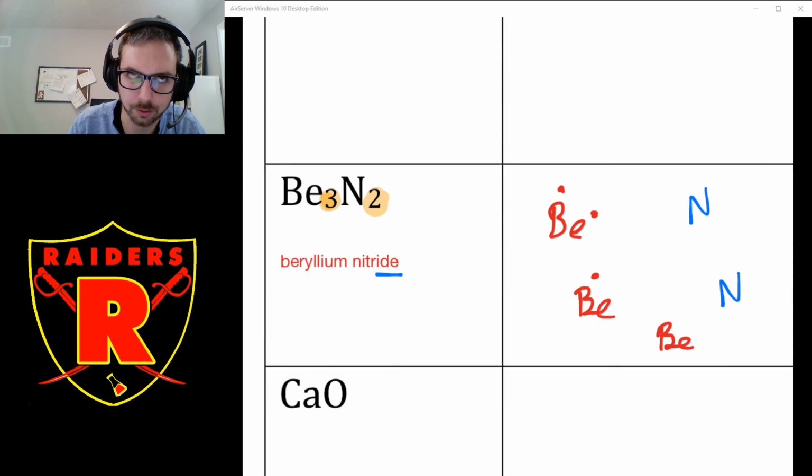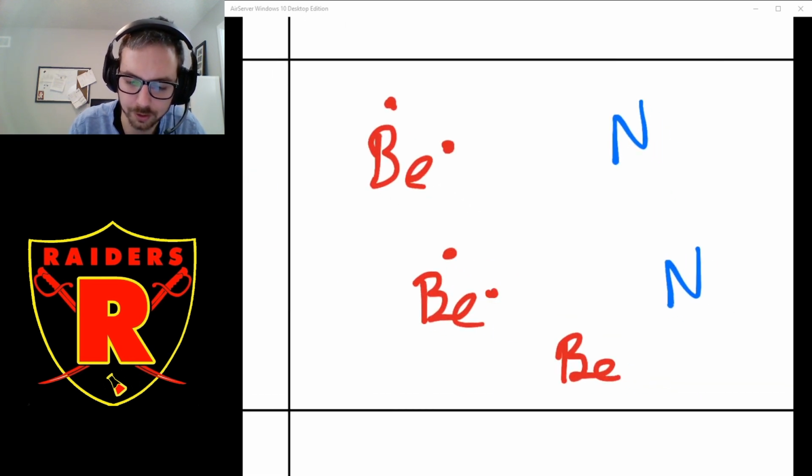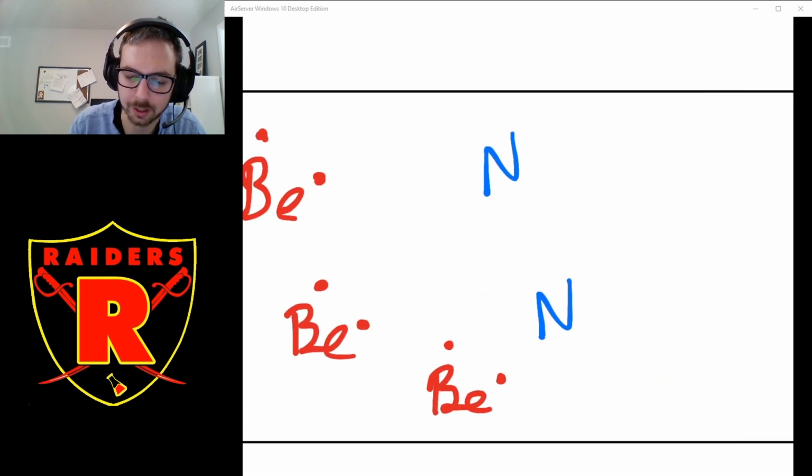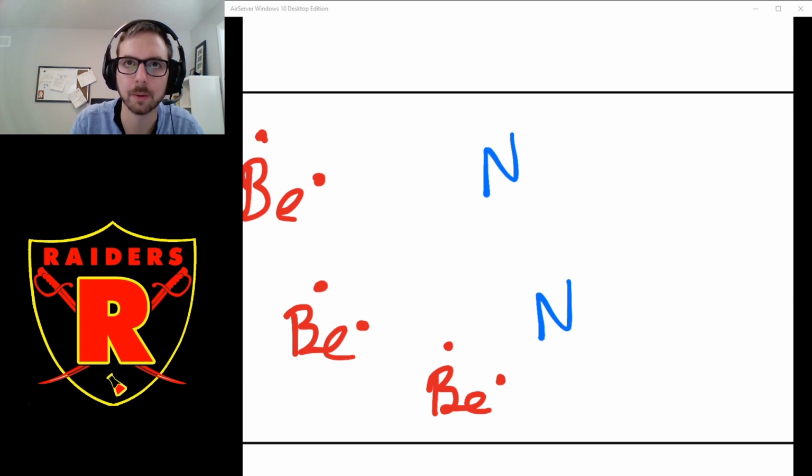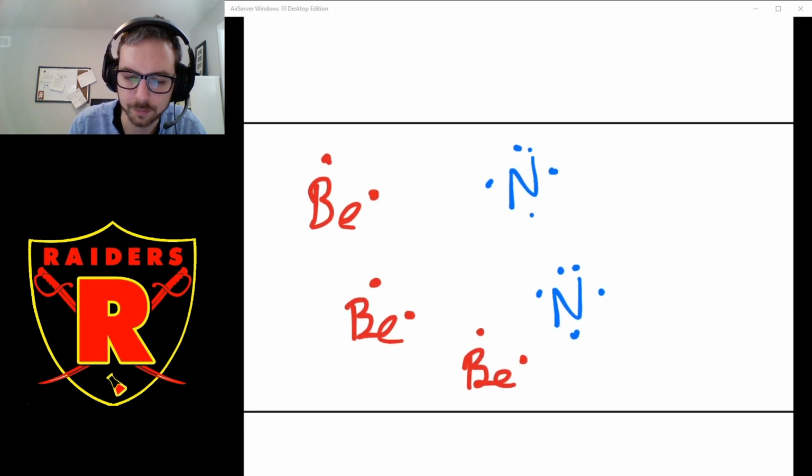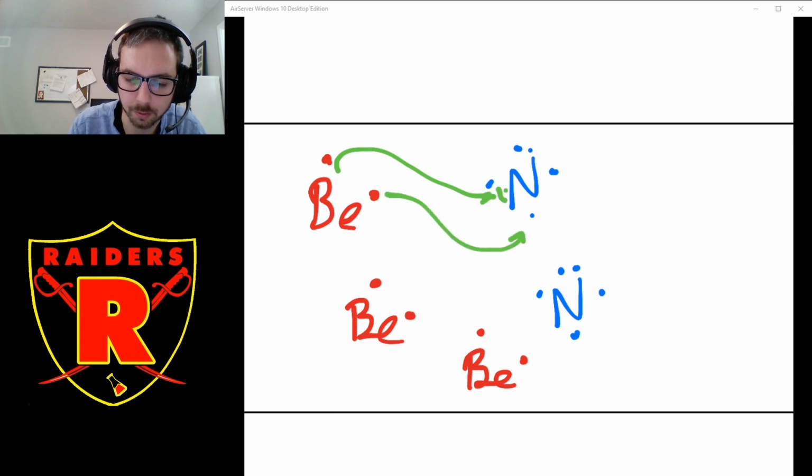Beryllium is in group 2. Yeah, so it's got 2 valence electrons. And nitrogen is in group 15, so it's got 5. 1, 2, 3, 4, 5. All right, so this beryllium is going to give away 1 here and 1 here. So we've got 1 there, 1 there. And then there's 1 missing here from this nitrogen, which it's going to take from the next beryllium.